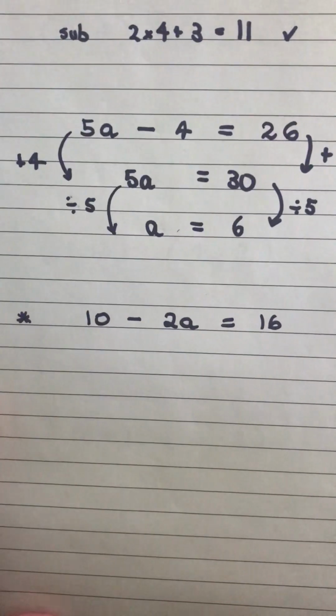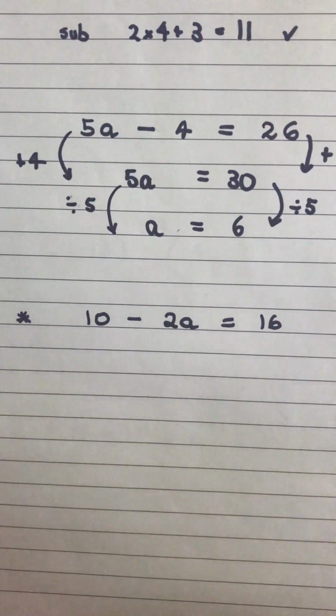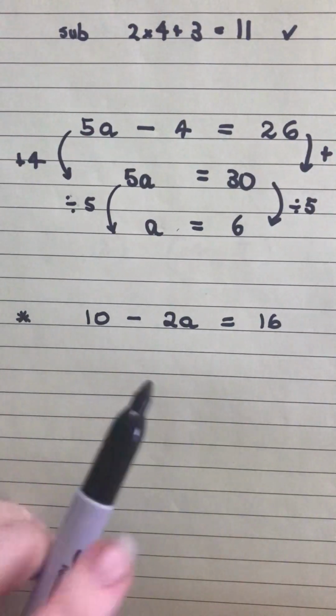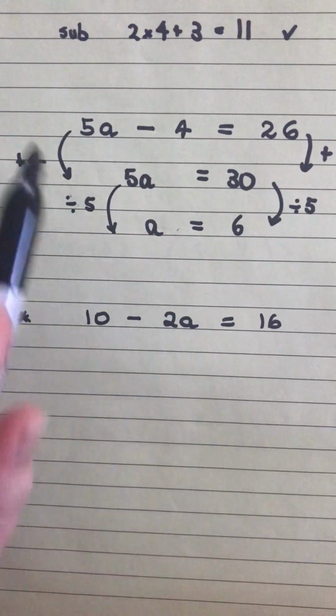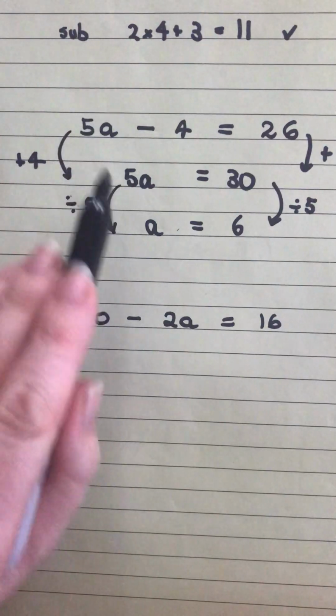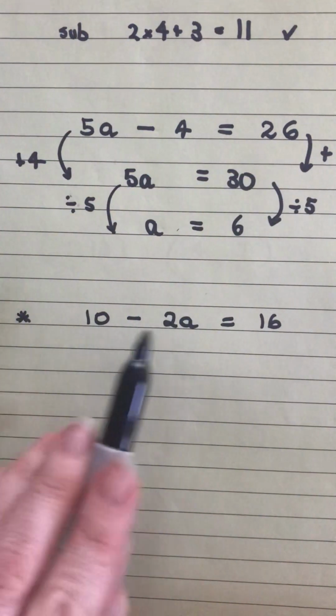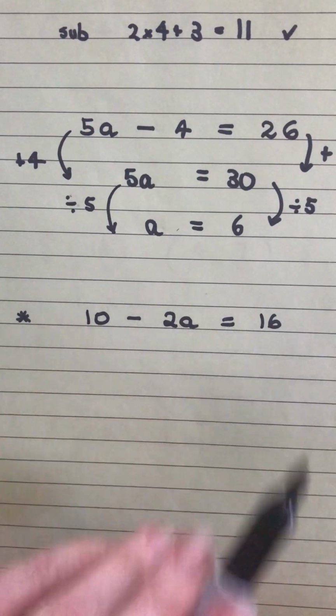Now the last one I've put a little star on because this is one I find students find a little bit tricky when they see because they're not sure how to approach it. Because it's not in the usual order of something times our variable plus or minus something equals a number, it's a little bit different. So we've got 10 take away 2a equals 16.